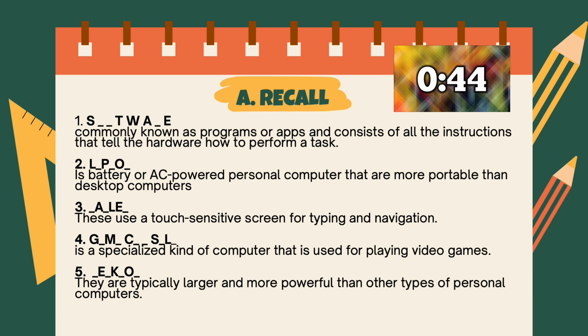Next, number three. These use a touch-sensitive screen for typing and navigation. Your answer is tablet. Very good. Number 4 is a specialized kind of computer that is used for playing video games. The answer is game console. And last, number 5, they are typically larger and more powerful than the other types of personal computers. The answer is desktop. Awesome.